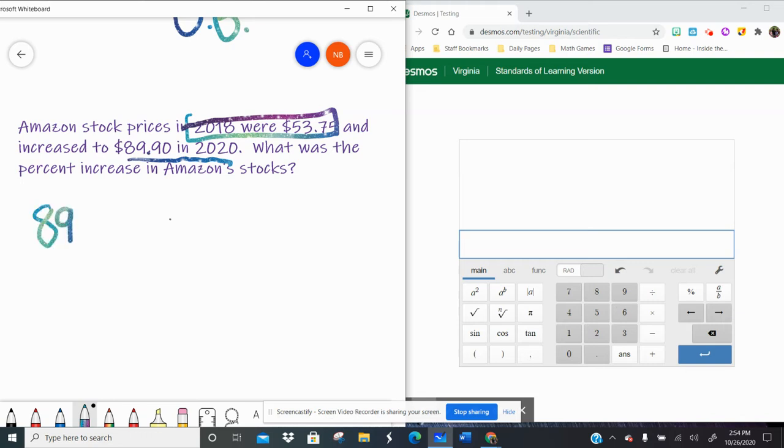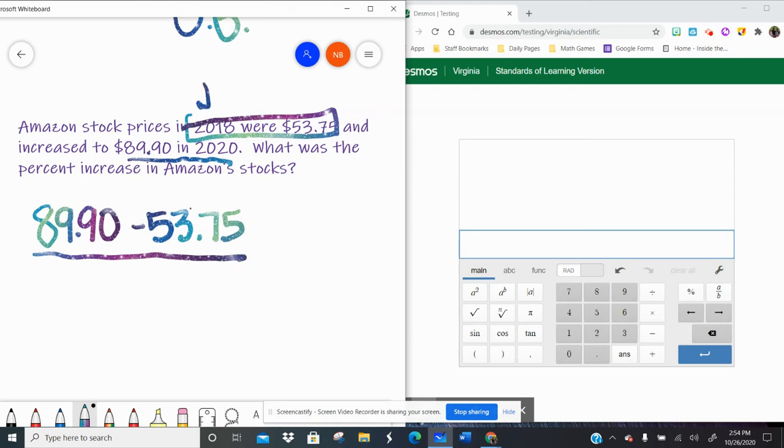So really we're taking big minus little. So we're going to take the big price minus the little price, right? So change, the difference, divided by the original. Well, what came first in time? 2018 came before 2020, so we're going to use 53.75 as the original, or the OG, dollar value.